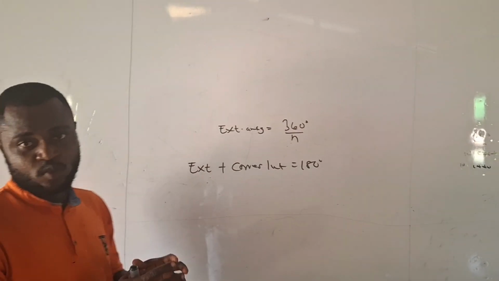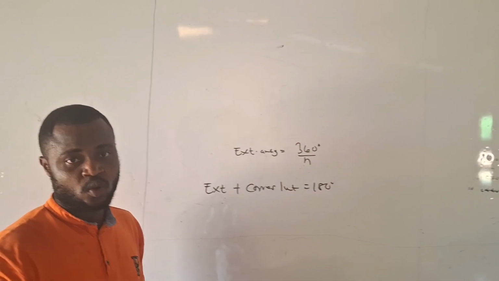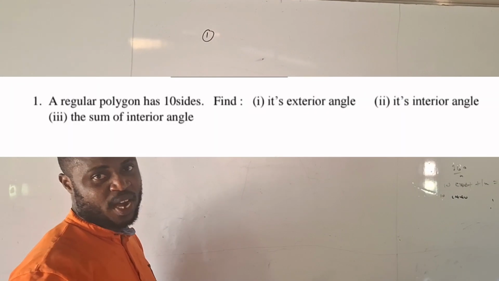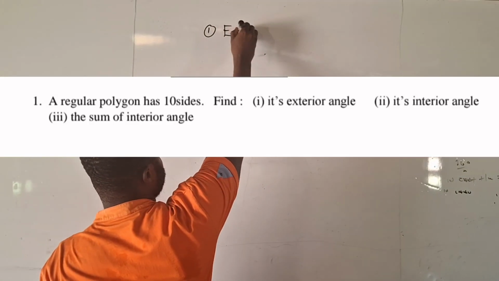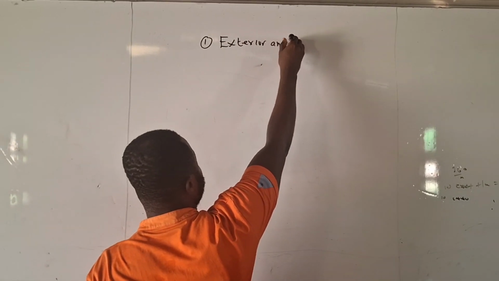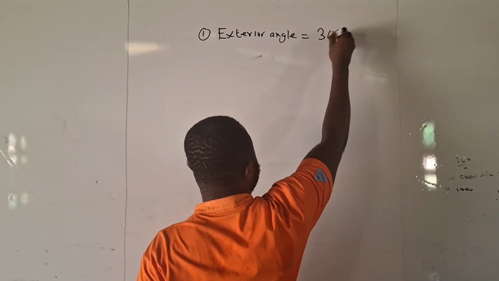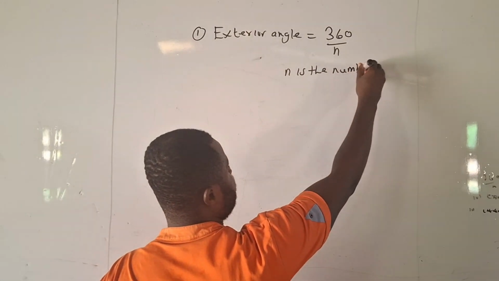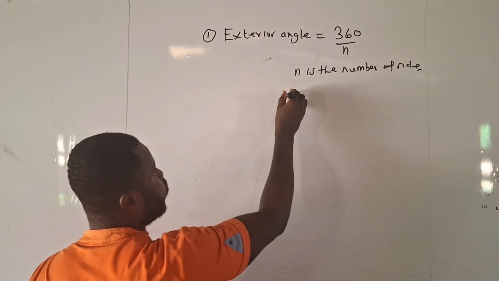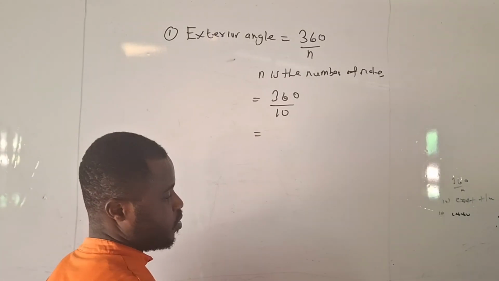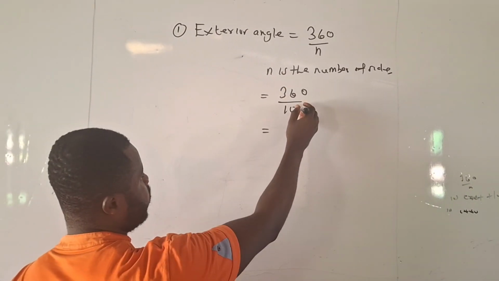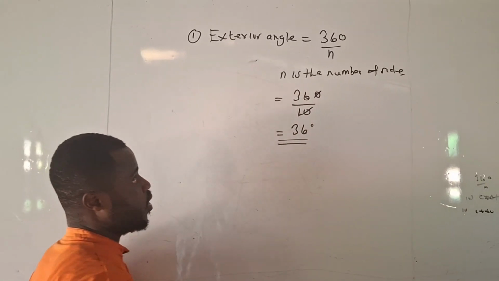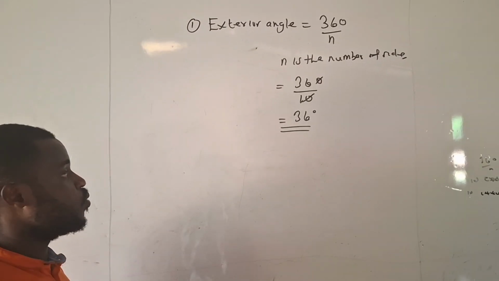So we are going to take a first question on how these questions are solved. The first question says a regular polygon has 10 sides. Find its exterior angle. So exterior angle means each exterior angle. The formula is 360 over n, where n is the number of sides. According to the question, the number of sides is 10. So 0 cancels 0, and 36 divided by 1 is 36 degrees. So the exterior angle of such a polygon is 36 degrees.